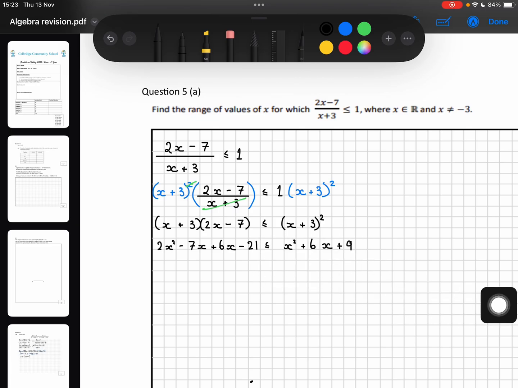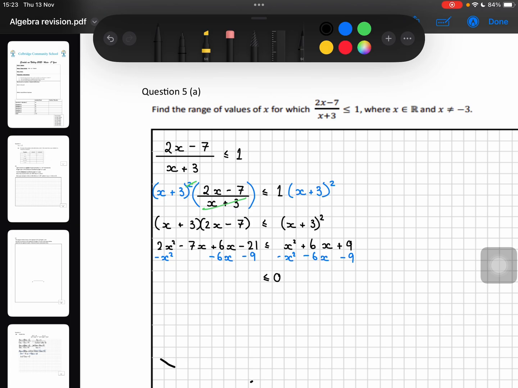So how do I get rid of the x squared? How do I get rid of the 6x? How do I get rid of the 9? I'm going to minus them. So I'm going to minus x squared, I'm going to minus a 6x from the x terms, and I'm going to minus a 9 from the constants, so that on the right hand side of this, I have 0.